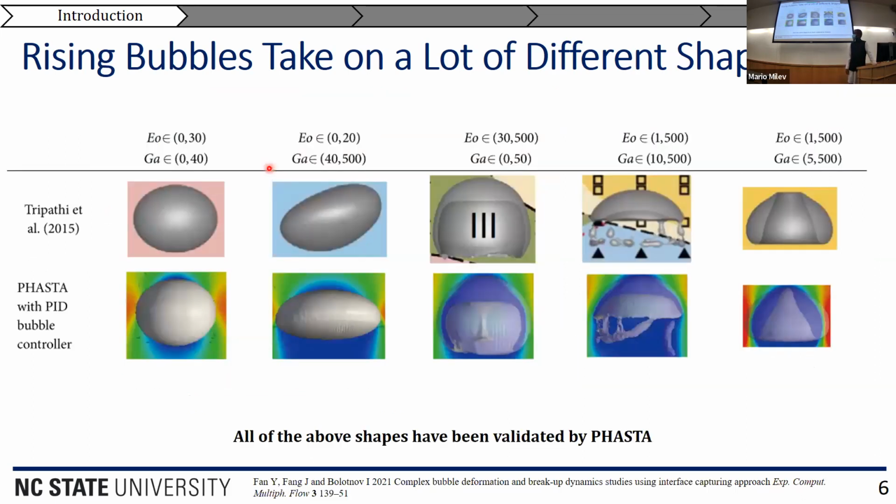this phase diagram. And all of those bubble shapes have actually been validated in FASTA from another student of Dr. Blatno's. That's just to show that the interface tracking we use in FASTA is pretty good and can capture these pretty weird shapes and resolve them.